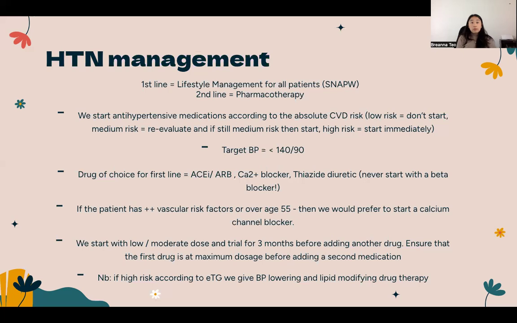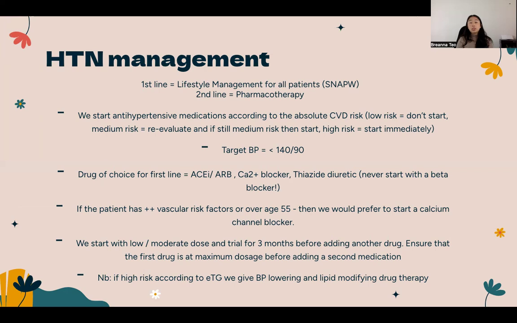In terms of management, we've been a little bit through the lifestyle already. So second line would be pharmacotherapy. So the question becomes, when do we start pharmacotherapy? If it's high risk, it's a guaranteed start, and we would start that with a statin as well. But if it's medium risk, we often give them an opportunity to use lifestyle management to see whether that's been effective or not. And then afterwards, if it's not effective or there's minimal change of blood pressure, then we would start it. But in low risk, we don't start any hypertension management, of course.